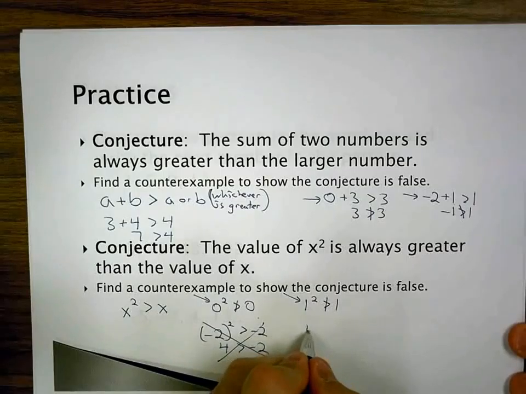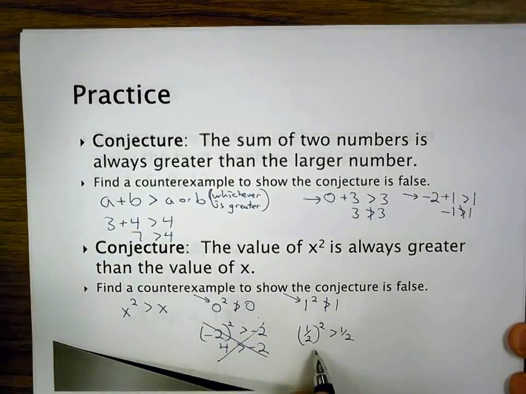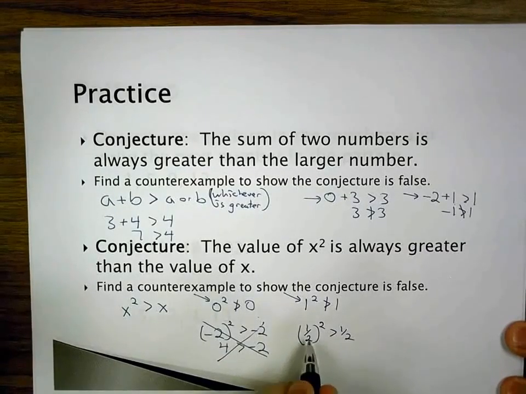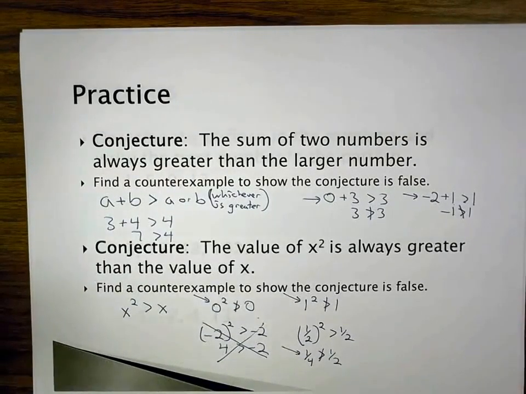And we could even go a step further and look at fractions. 1/2 squared is greater than 1/2. If I square 1/2, it's actually 1/4. I square the 1, I square the 2. And 1/4 is not greater than 1/2. So that is actually a counterexample. So any of those works.